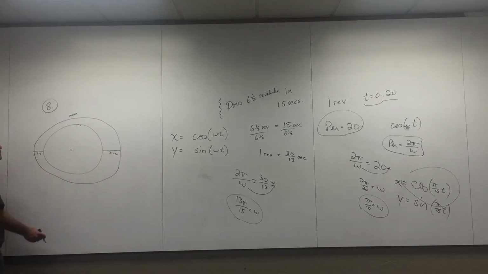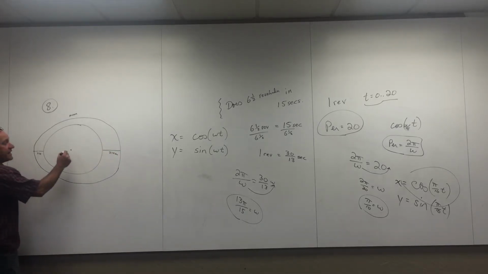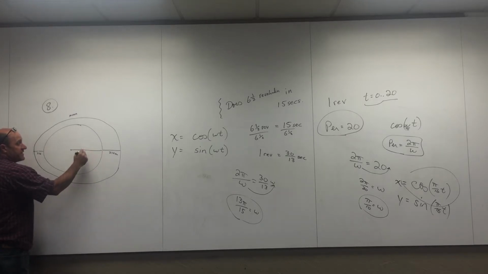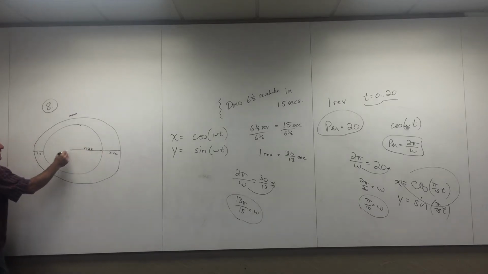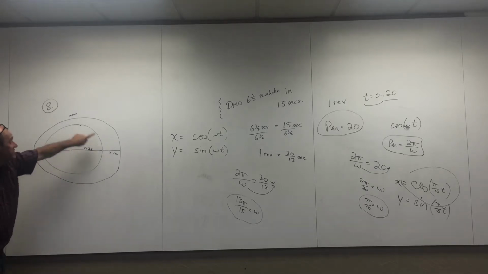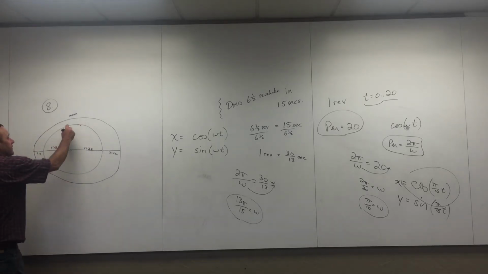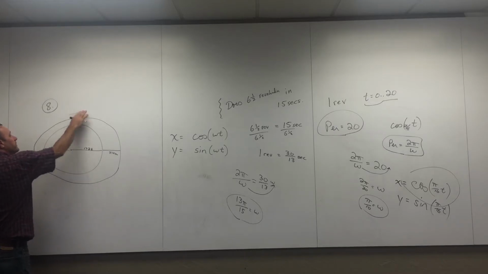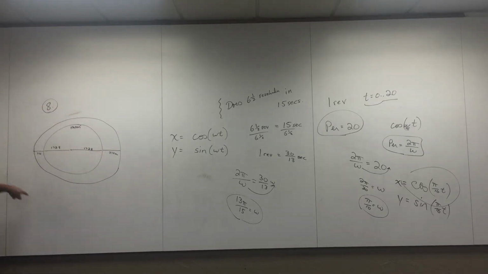Then it says the radius of the moon is 1728. So this would be 1728, and this would be 1728, because that's the center of the moon. See, it gets weird because I've got the center of the moon, which is the center of this circular moon, and then I've got this elliptical orbit around this circular moon.